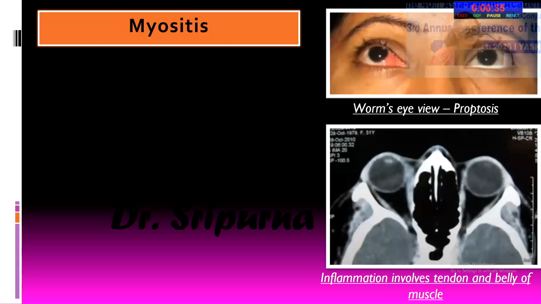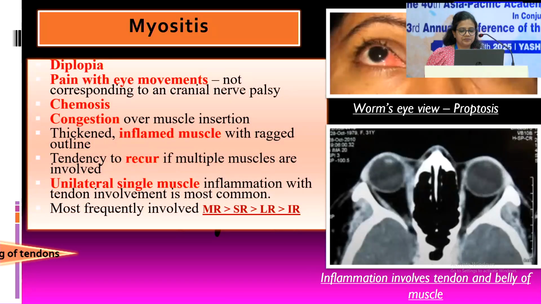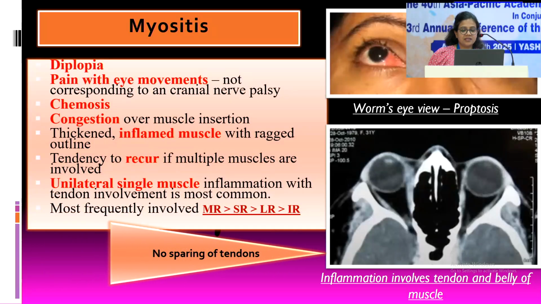Often in case of myositis, we can see the enlargement or the inflammation at the site of the muscle insertion, and the medial rectus is most commonly involved. There are often recurrences seen. There is no sparing of the tendons in case of NSOI.